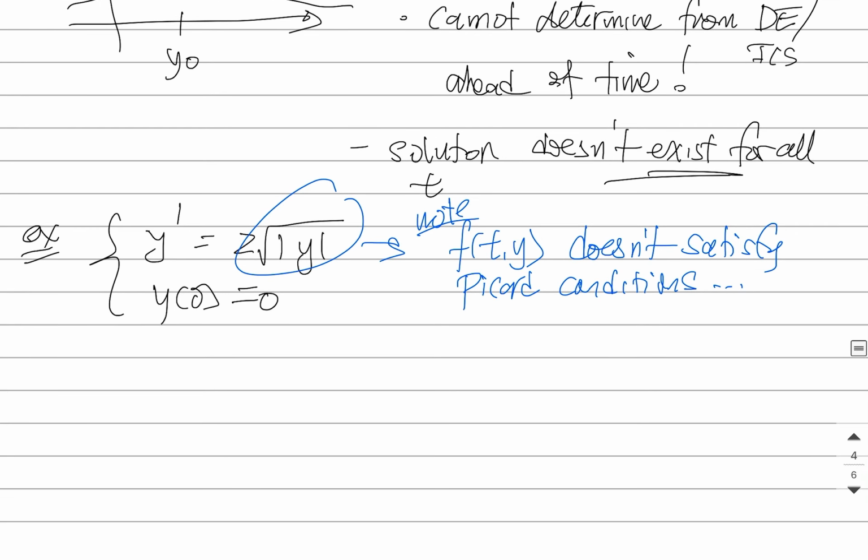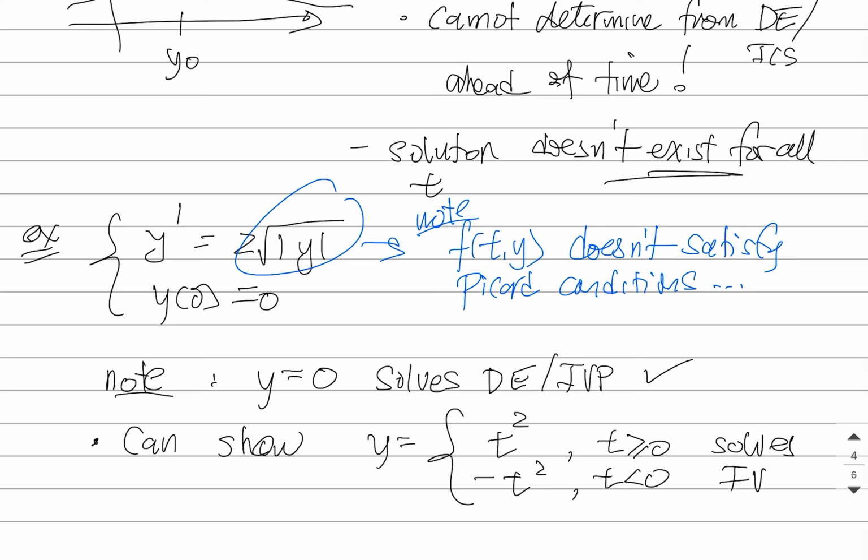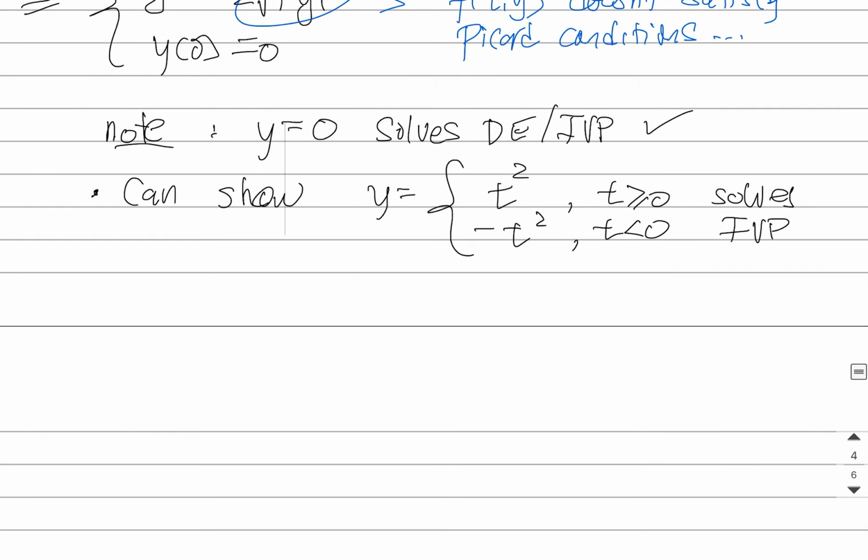The point of showing you this example is the following. You should be able to easily see that if I take y equals 0, I'll satisfy the initial conditions and the differential equation. So I'll satisfy the whole thing. Y equals 0 will work. Now again, without getting into it, you can show that this function also satisfies the differential equation. So this solves the initial value problem. Well, what's going on here?